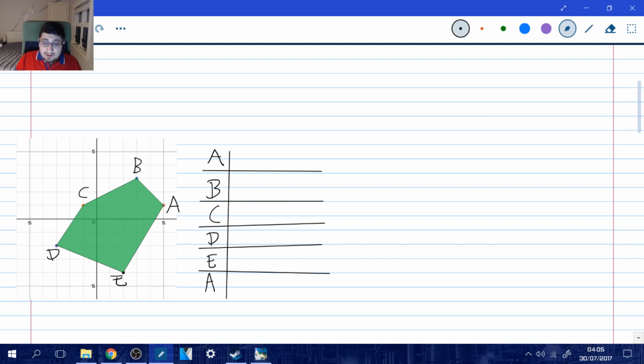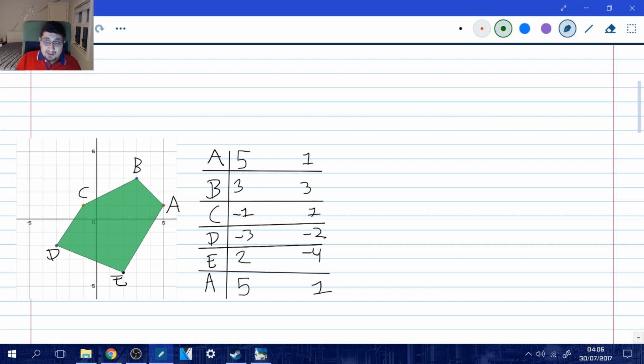So then we label our points here. For example, as I mentioned, A is 5, 1. B is 3, 3. C is -1, 1. D is -3, -2. And finally, E is 2, -4. And then with A being 5, 1 again, the same exact point has to be on the top and bottom.